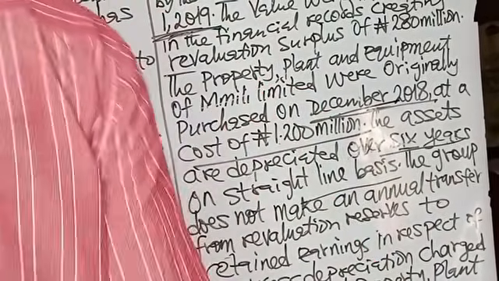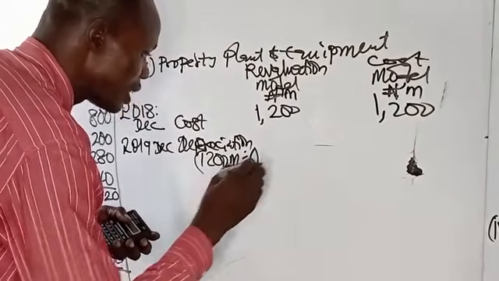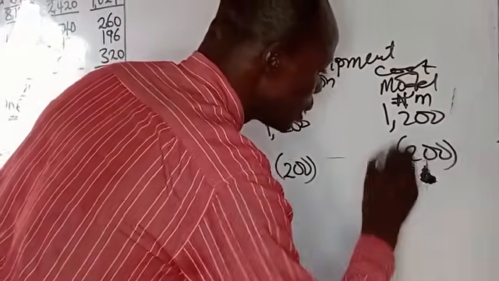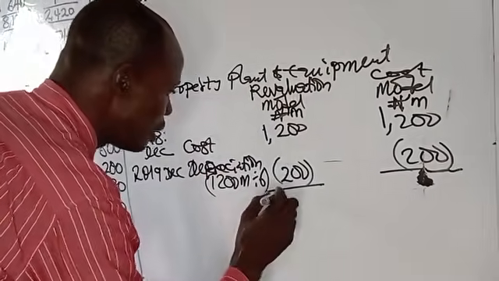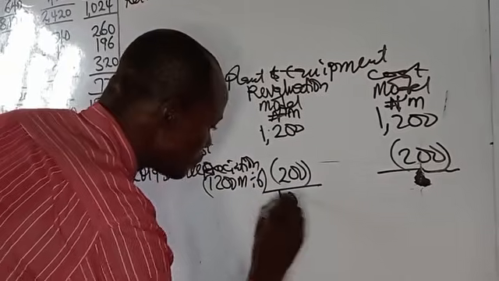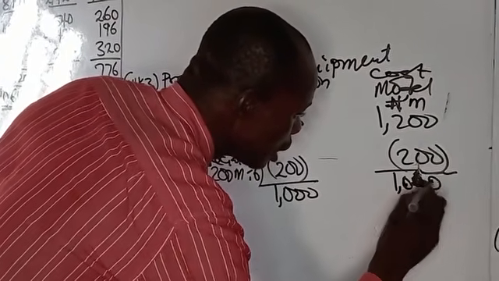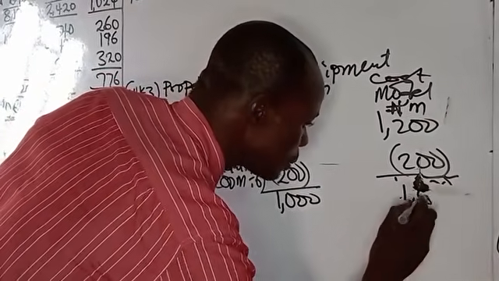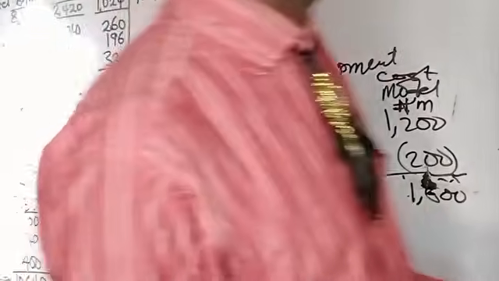Depreciated over 6 years. So you have 1,200 divided by 6. That gives us 200 as depreciation. 200. If you subtract the depreciation, you have 1,000 as the carrying amount of the property. 1,000. And this property was revalued. As at what date?